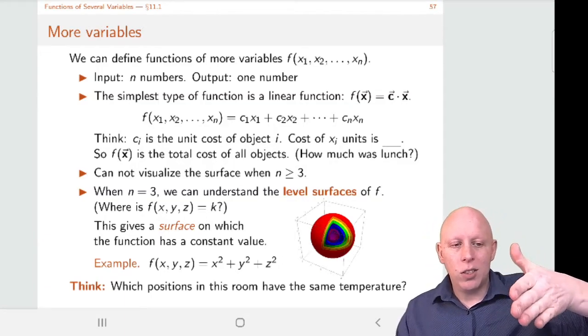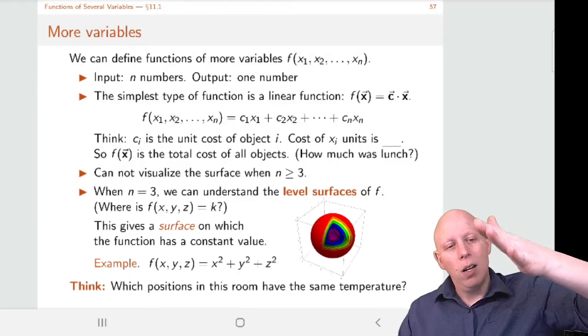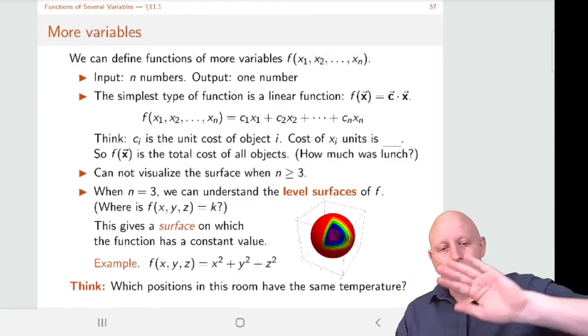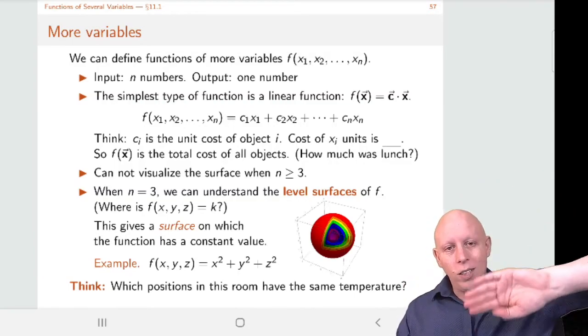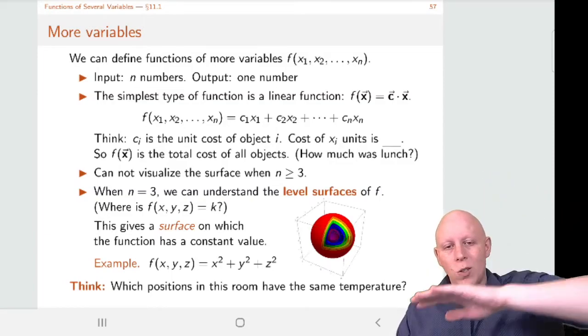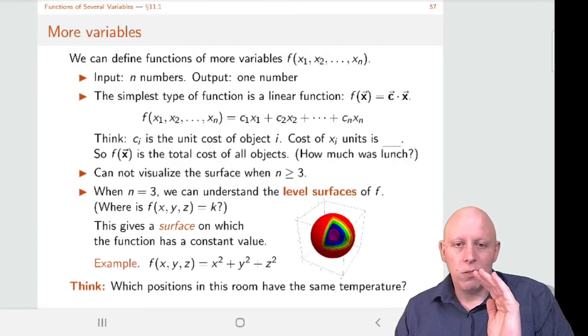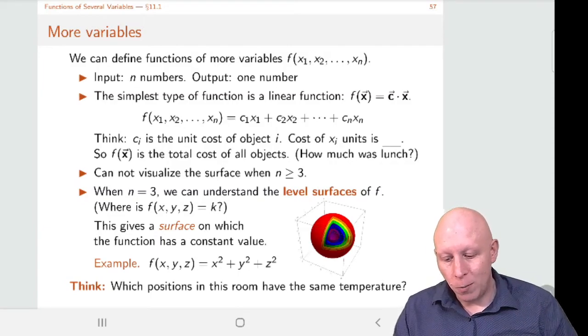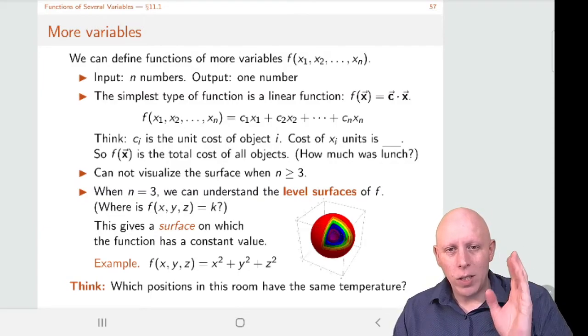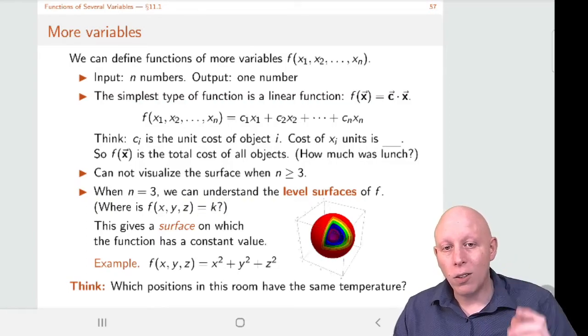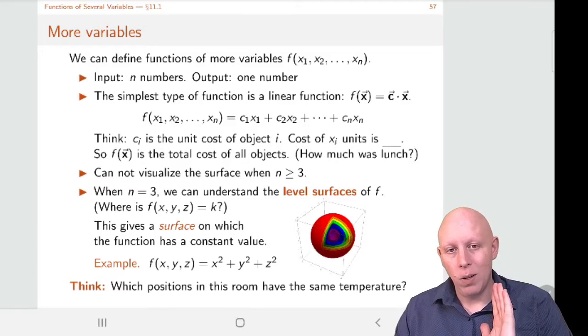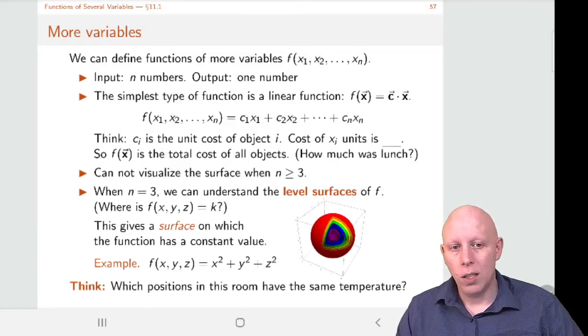And what you're going to see is a bunch of thin sheets surrounding the doors or surrounding the heaters, where everything on that surface has the exact same temperature. So that's what these level surfaces represent. They represent where the function value is exactly the same along that whole surface.